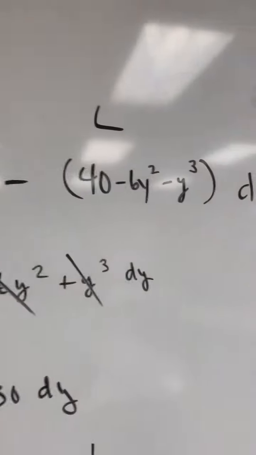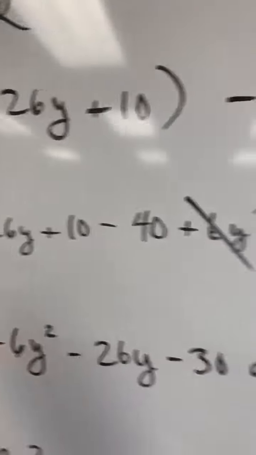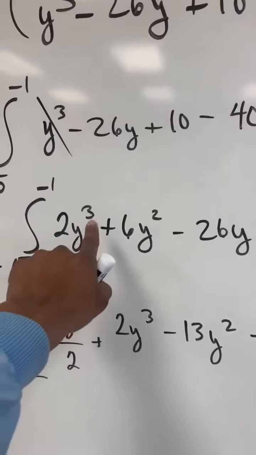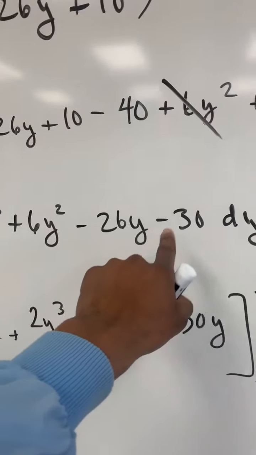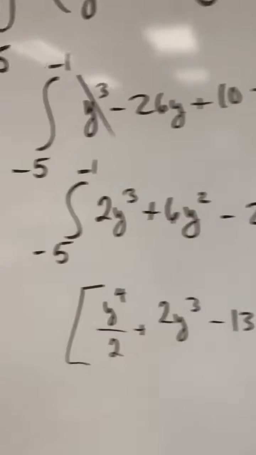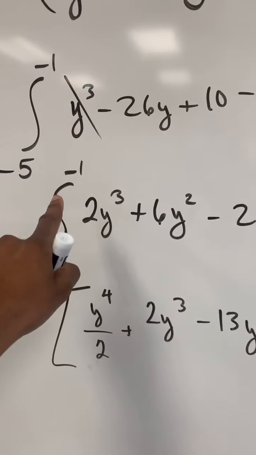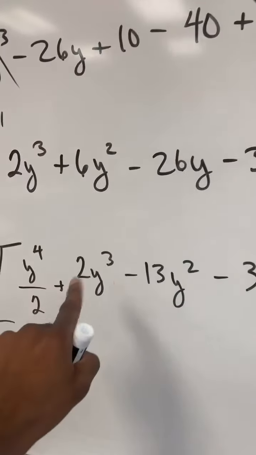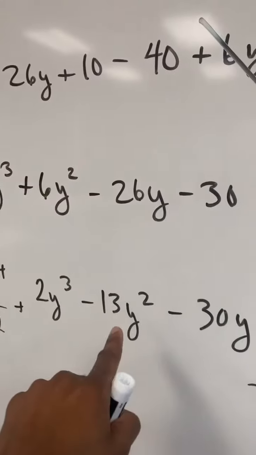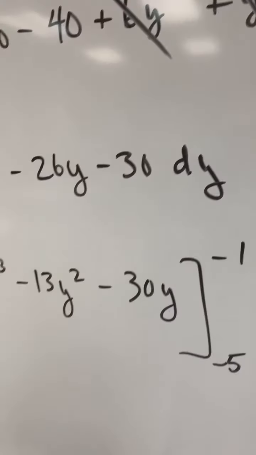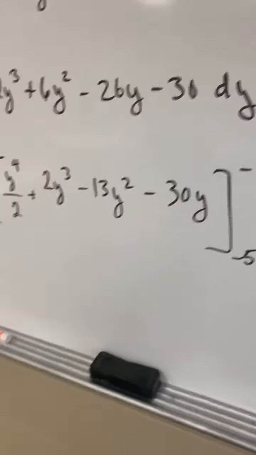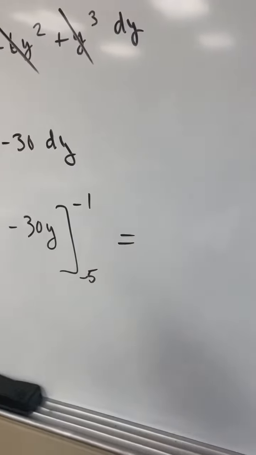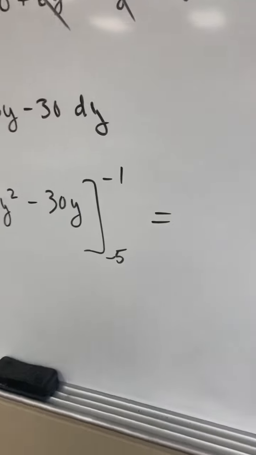All right, so I went through a simplification process where I combined everything together. So I'm going to skip over that part and go straight to what I got after I simplified. So 2y to the third power plus 6y squared minus 26y minus 30, with respect to y. Now remember, we're integrating from -5 to -1. And these are my antiderivatives now: y to the fourth over 2. This one comes down as 2y to the third power. This one comes down as -13y to the second. And then this one is -30y. So I'm going to punch the rest into the calculator. It's going to give me what that number is also. And that number will represent the next area that we're looking for.